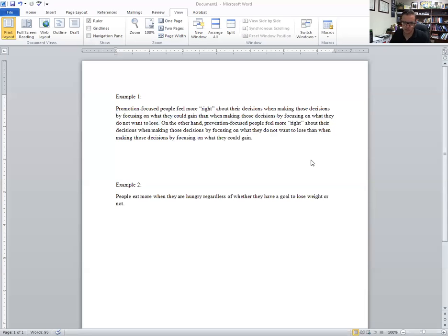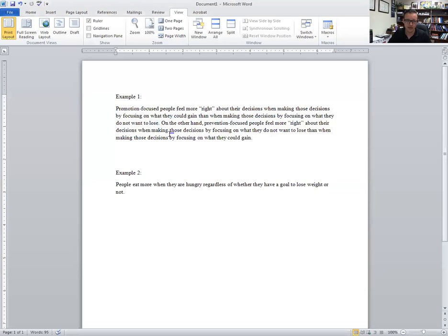So the prevention-focused people, when focusing on avoiding loss, they feel more right than when focusing on gain. So if we were to draw the line between those, now we can see that there's an X. The two cross over. That means that this description describes an interaction.